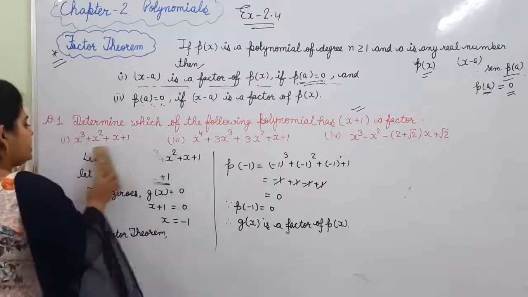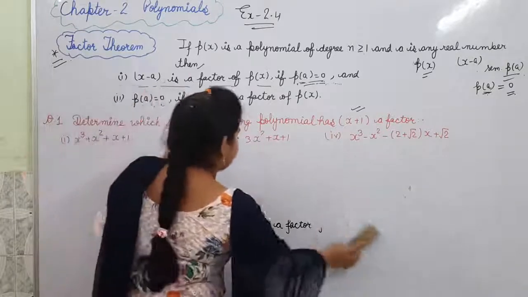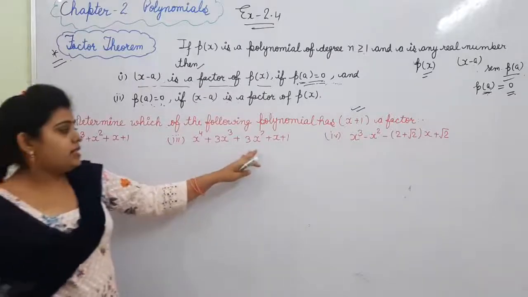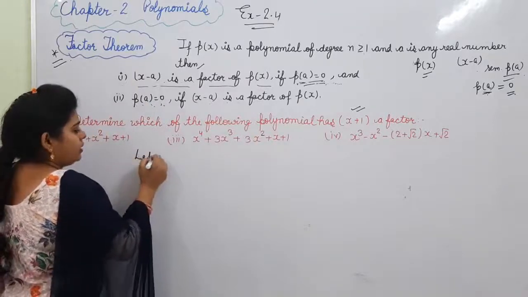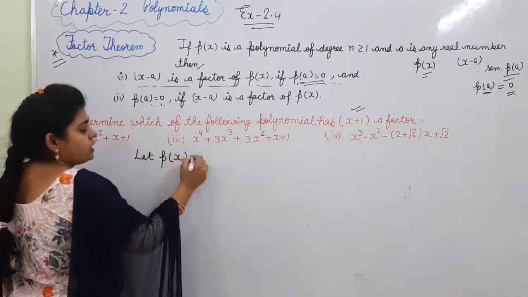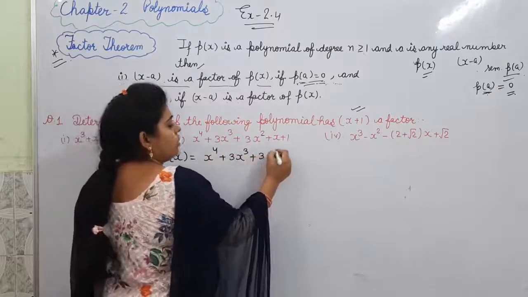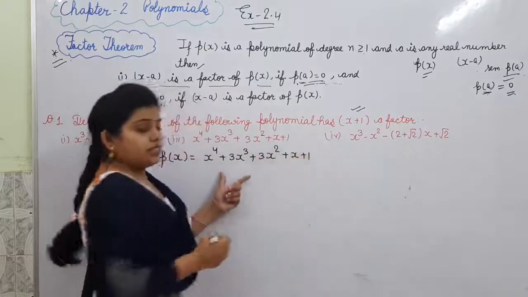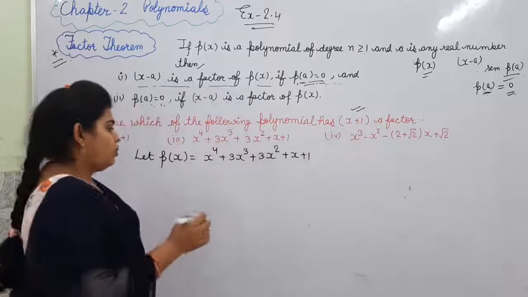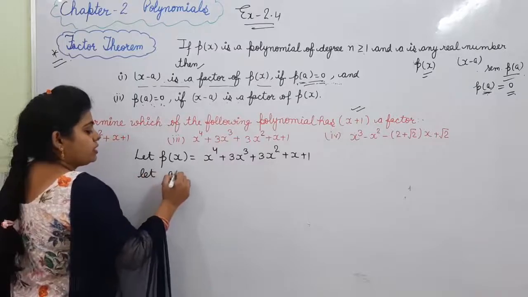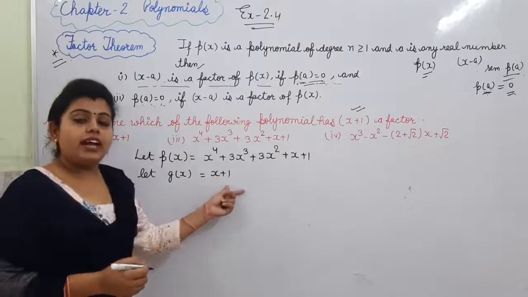In third part, what is given? It is a biquadratic polynomial x raised to power 4 plus 3x cube plus 3x square plus x plus 1. So what we will consider? Let P of x is equal to x raised to power 4 plus 3x cube plus 3x square plus x plus 1. It is given, and we have to check whether this x plus 1 is a factor of this polynomial or not. So what we will do? Let I will consider this x plus 1 is equal to g of x. Let g of x is equal to x plus 1.